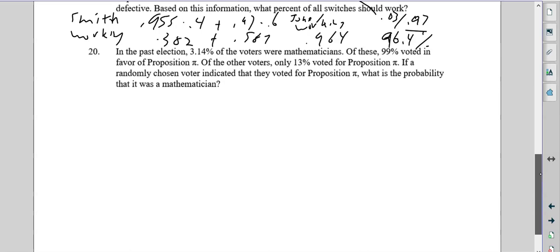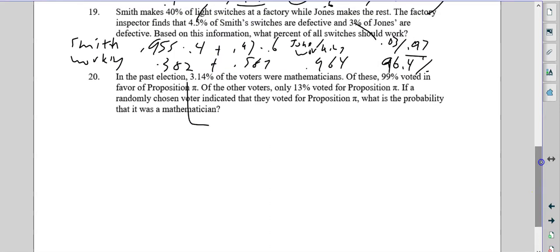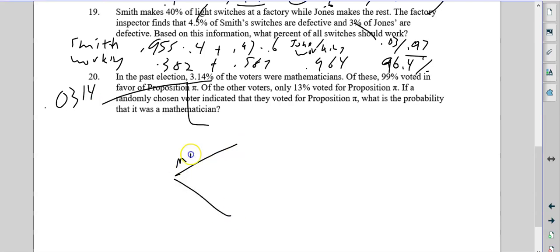So it says in the past election, 3.4%, again, that's going to be 0.0314, always good to make note of that, of the voters were mathematicians. So we have math people and 0.0314, which means these people are not math people. And that's 0.9686. That's the remaining out of the 100%. So there's our two groups, our two branches to start off with, math and not math.